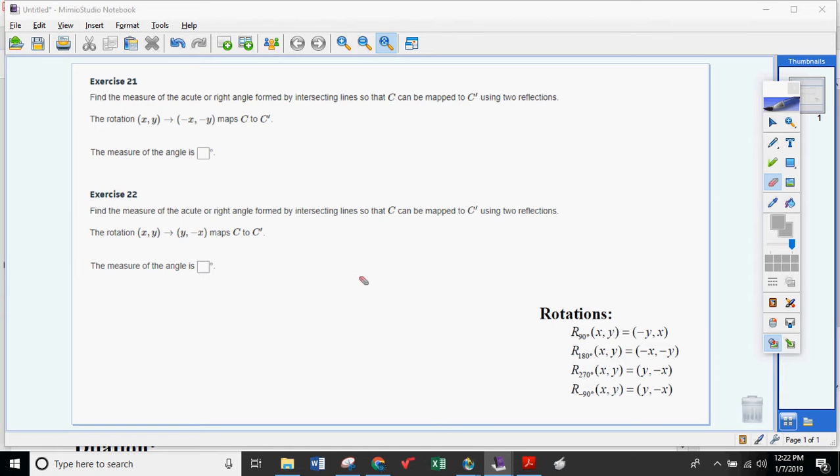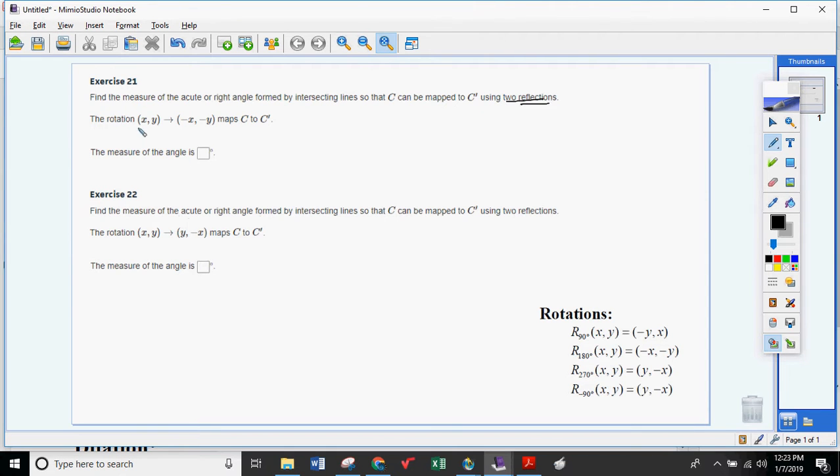Geometry, section 4.4, working out questions 21 and 22. On these, you have to go back and refer to our little rule sheet that talked about what happens to points when they're rotated under these angle measurements. Find the measure of an acute or right triangle formed by intersecting lines so that C can be mapped to C prime using two reflections.